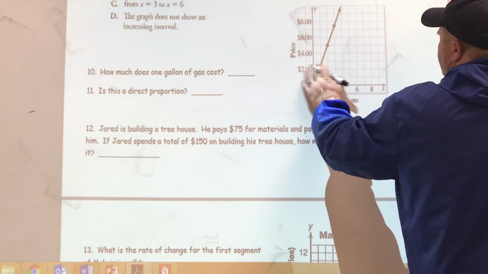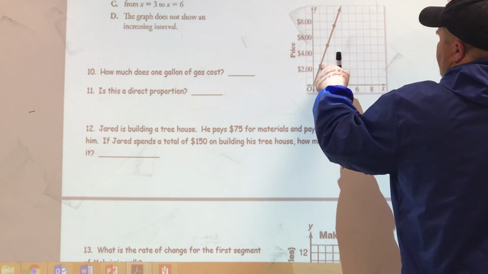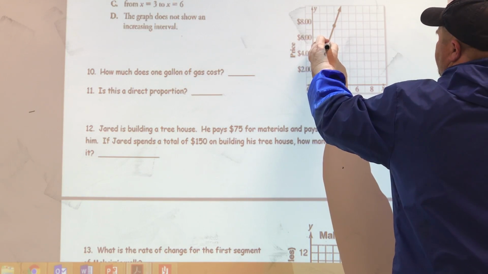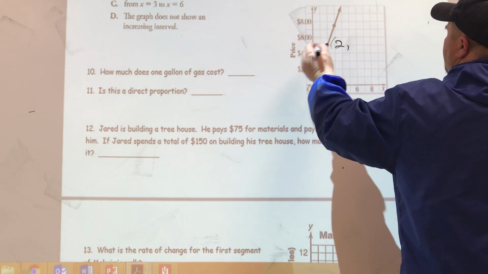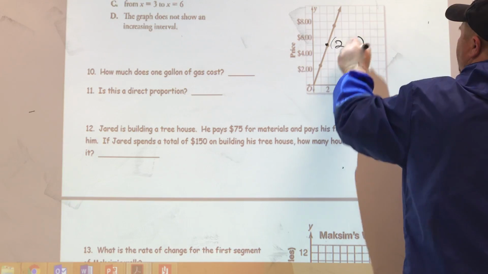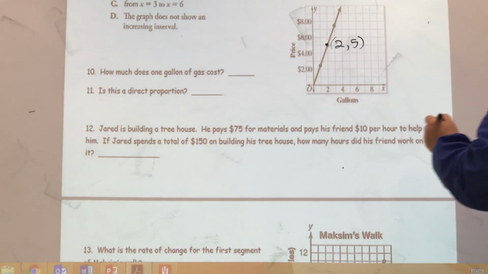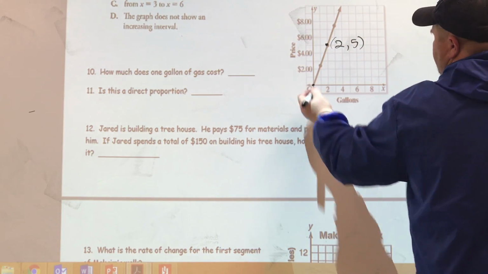So what we need to do is use two good points. That first one is not a good point, but the second one right here is a good point, and that would be x value is 2, and the y value would be 5 or $5. All right, we need a second good point, which we could use 0, 0 right there.